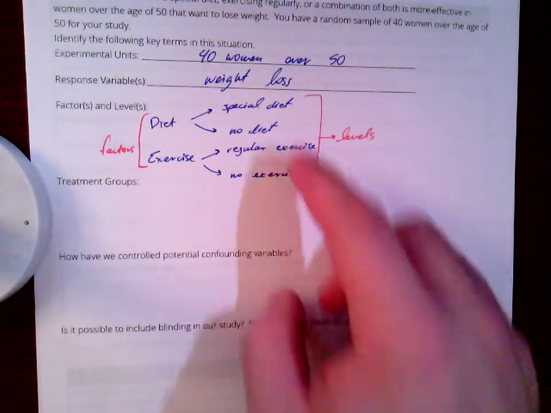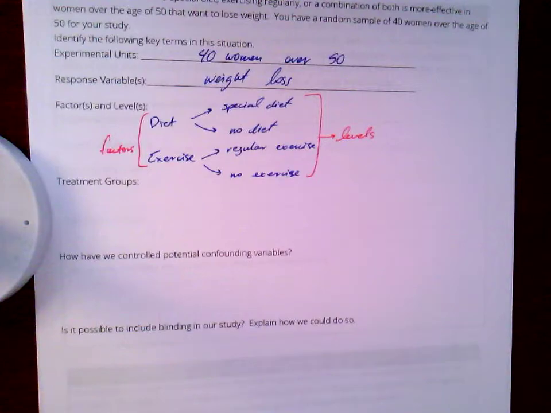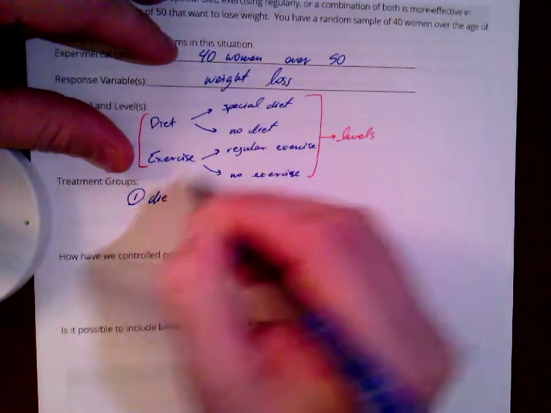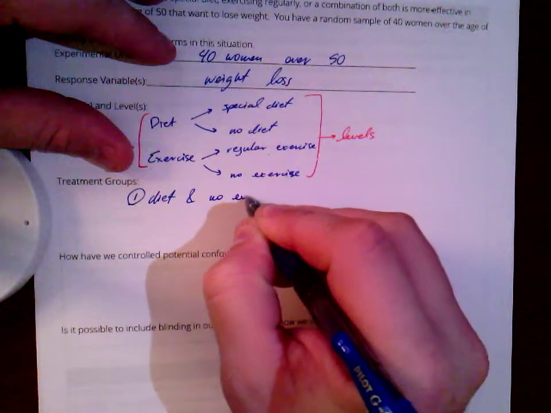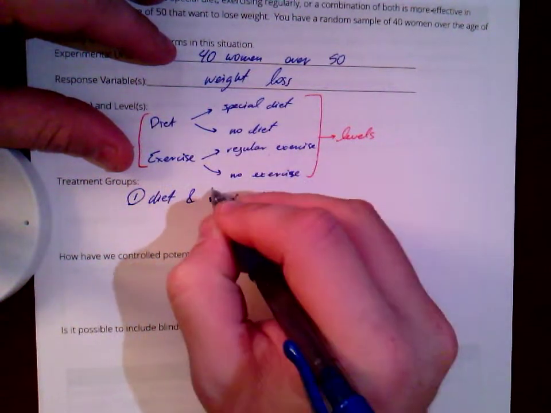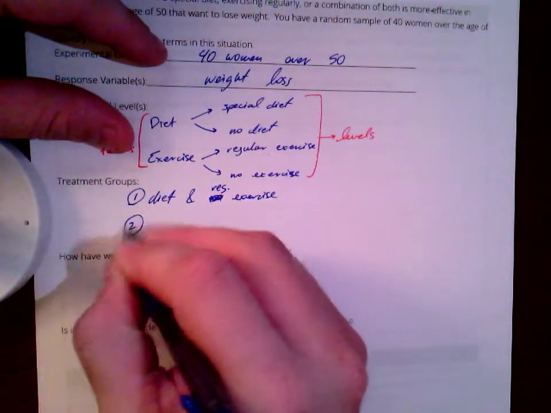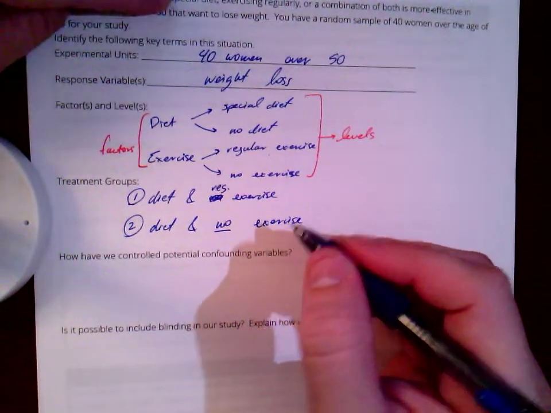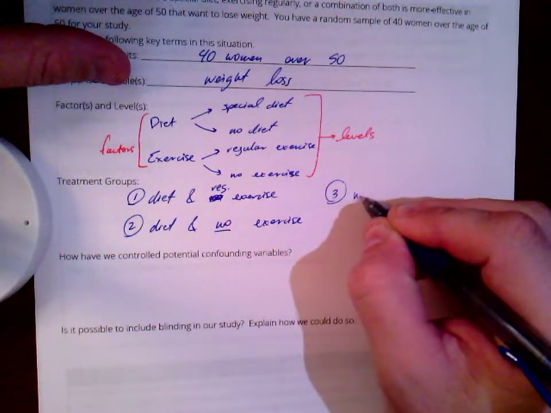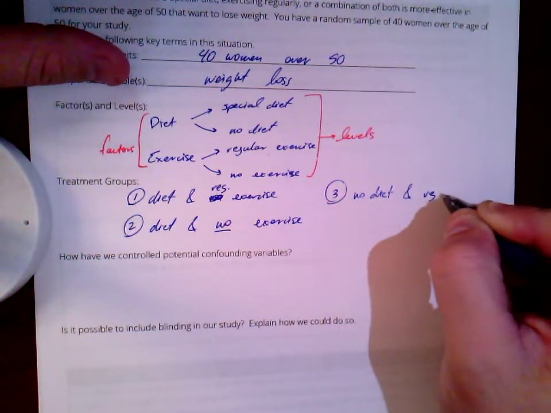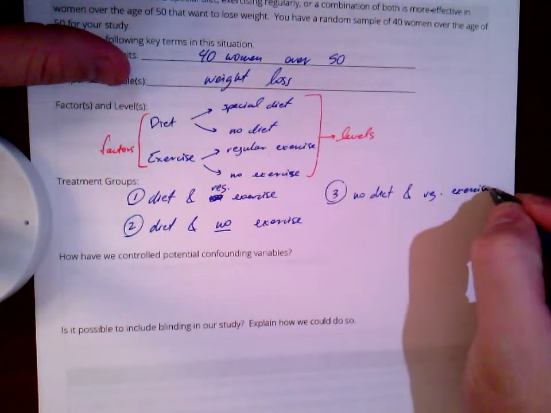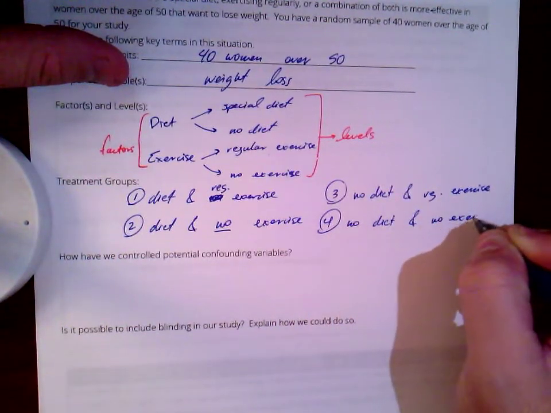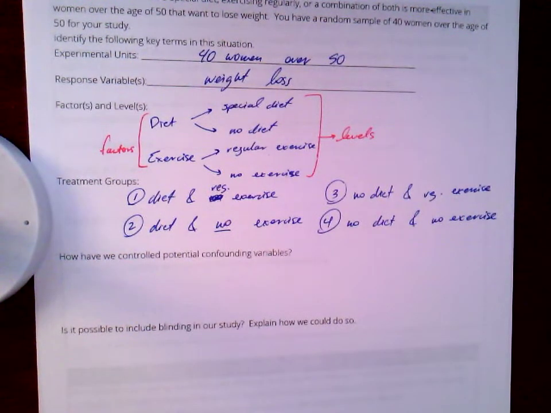All right, so my treatment groups is going to be like combinations of these levels. Like what am I actually assigning to people? So I just kind of need to pick some. So I could assign somebody to special diet and regular exercise. So the combination group, diet and no exercise. Or sorry, diet and exercise. Regular exercise, what I meant to say. I could do diet and no exercise. So just the special diet group. I could do another group that's no diet and regular exercise. And then a group that is no diet and no exercise. So I have 4 treatment groups here.